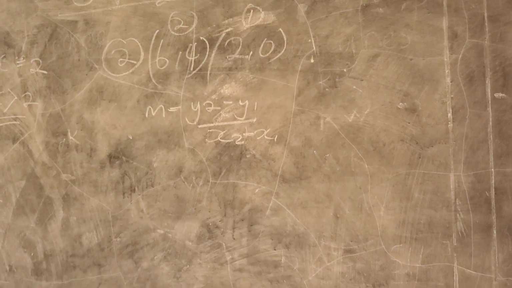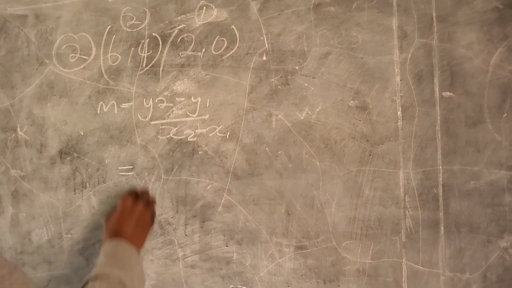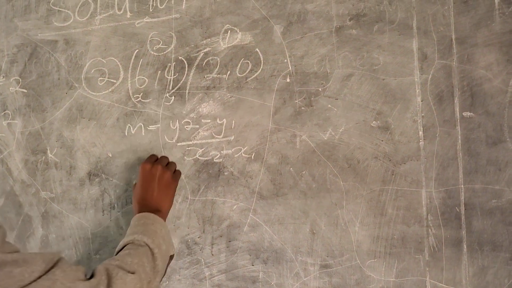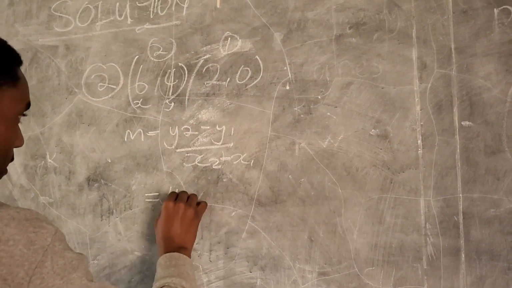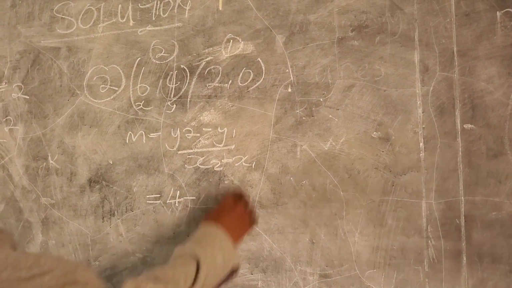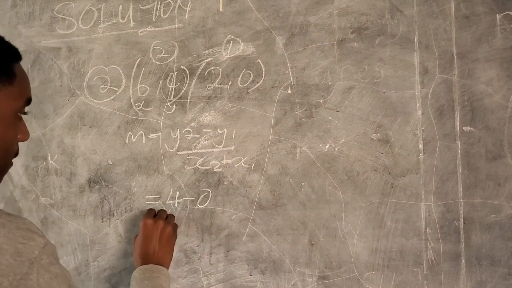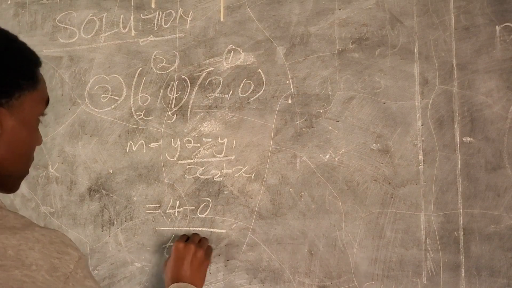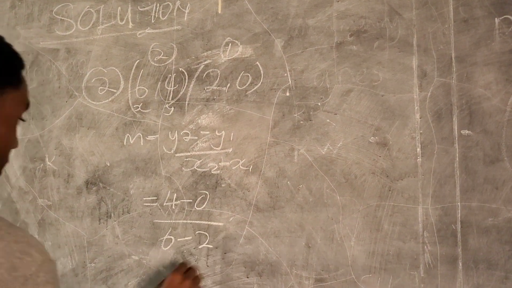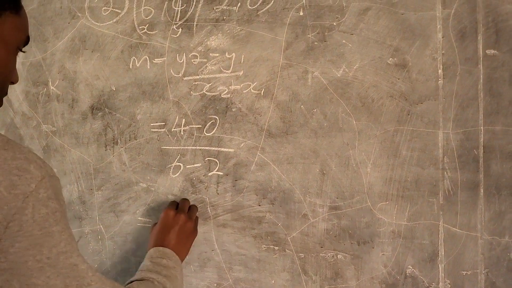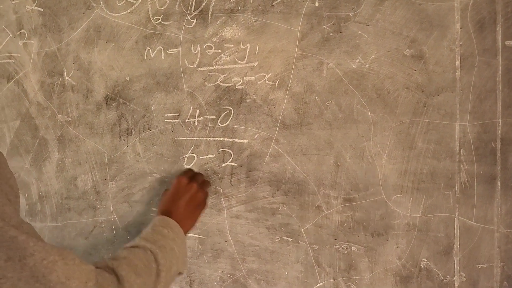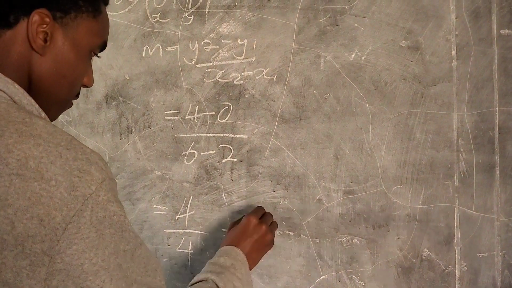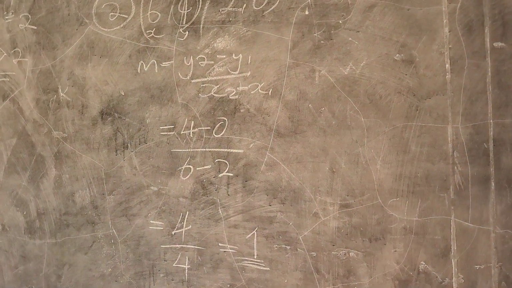Now we start to replace. What is our y2? This is x, this is y, so our y2 is 4 here. So it's going to be 4 minus 0 this side. Then what is our x2? Our x2 is 6 minus what? You have the 2 here. 4 minus 0 is 4, and 6 minus 2 is also 4. So this gives us 1 for the answer, a positive 1.